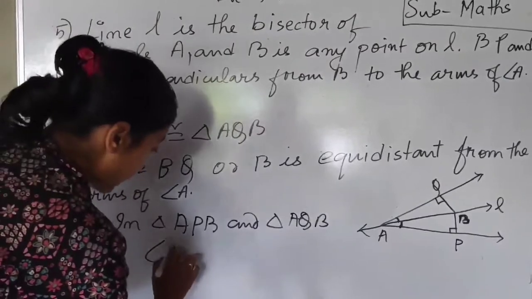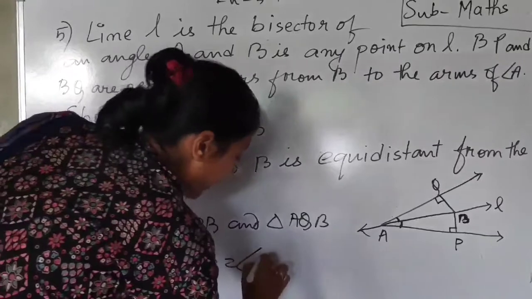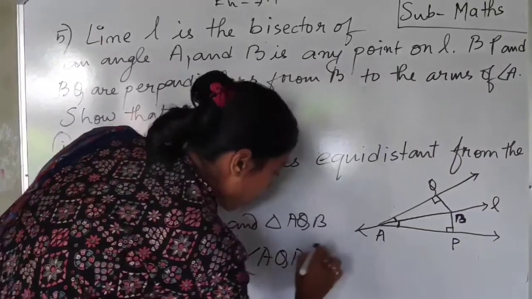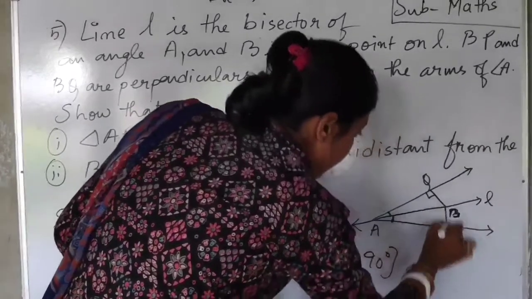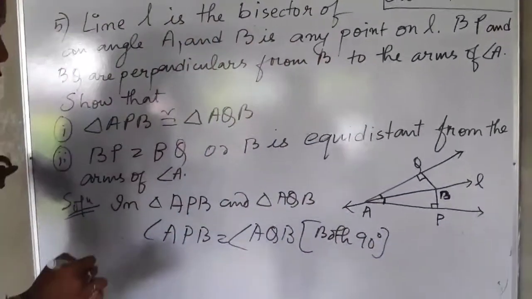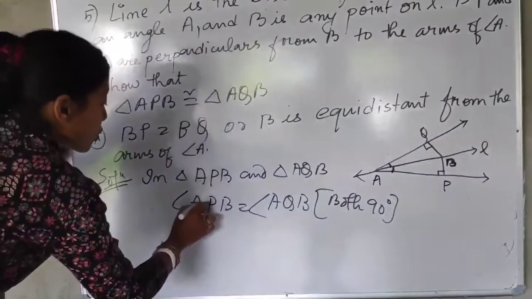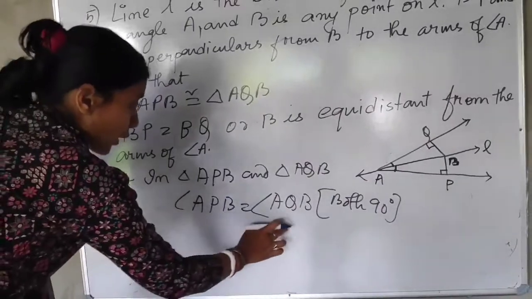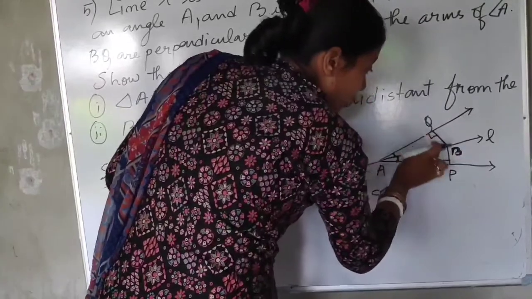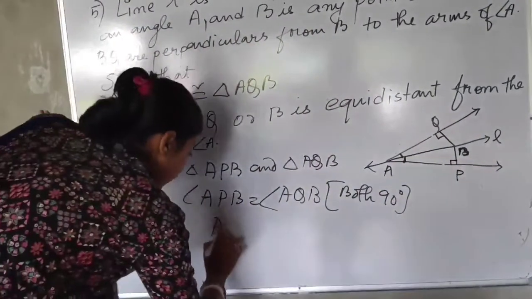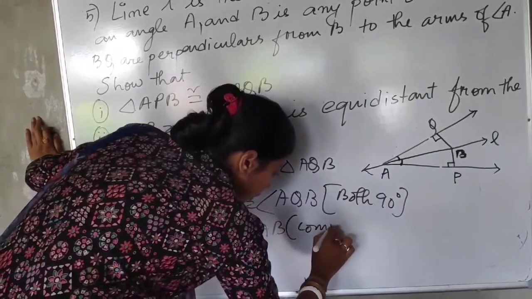Angle APB equals angle AQB, both are 90 degrees, since BP and BQ are perpendiculars and P and Q are right angles. Now you see, AB is common to both the triangles. AB is a common side, so AB equals AB.